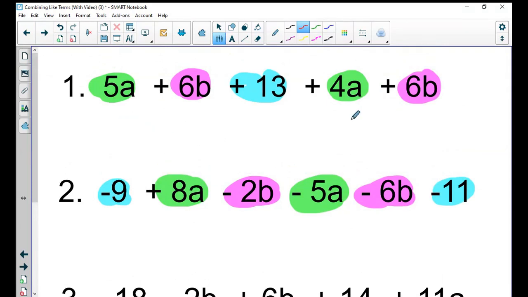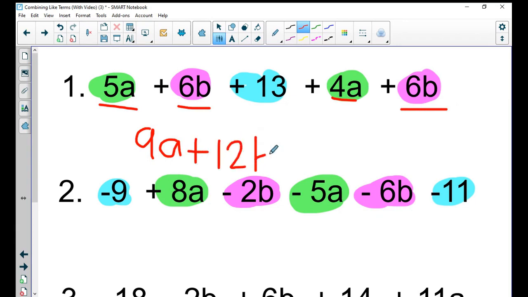So I've colored all the ones that are the like terms with the same color here. So 5a and 4a combine to give us 9a. They're both positives, have plus signs in front. 6b and 6b combine together to give us 12b. And plus 13, the constant has no other like term, so we just write down what it equals, which is 13. And that's the first one simplified by collecting like terms.